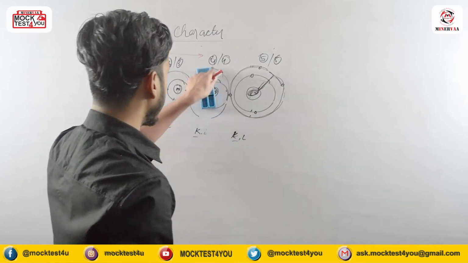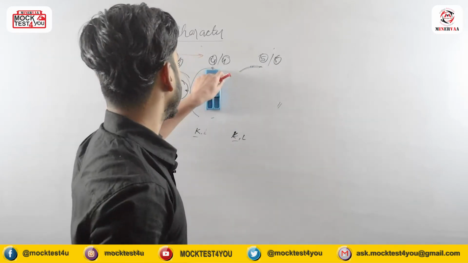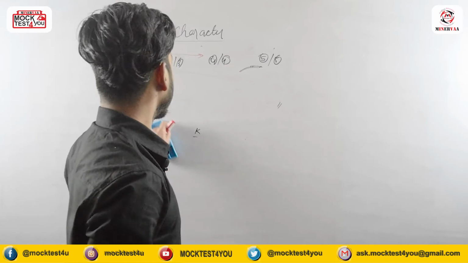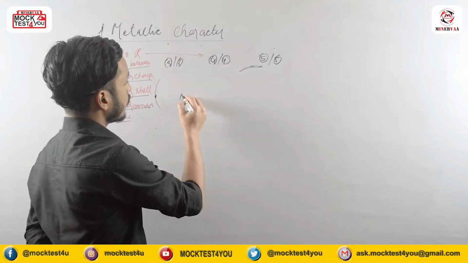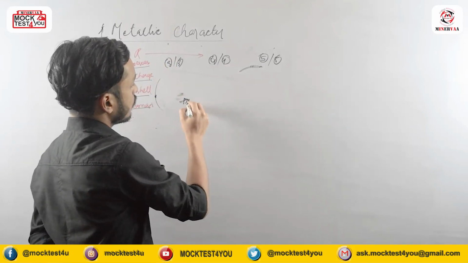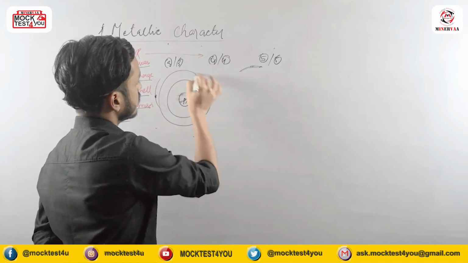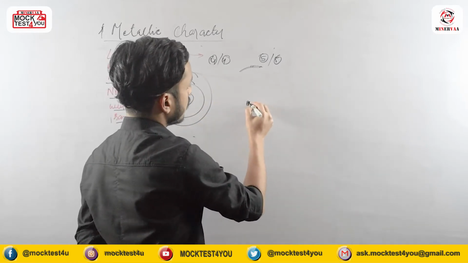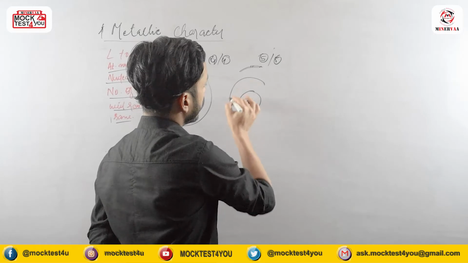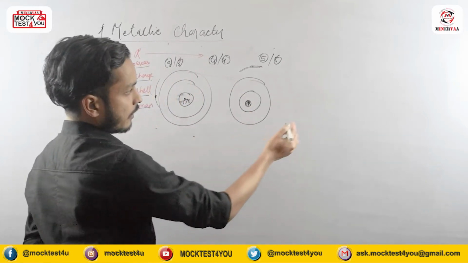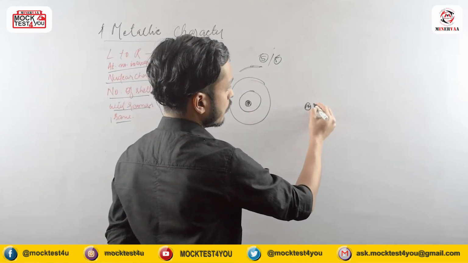Now if you see the diagram, it will be like this. Suppose this is a proton and neutron, this is the first shell and this is the second shell. For the next one it will become like this, a little bit smaller than this. And the third one will be even smaller than this.